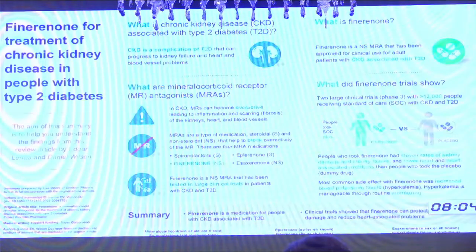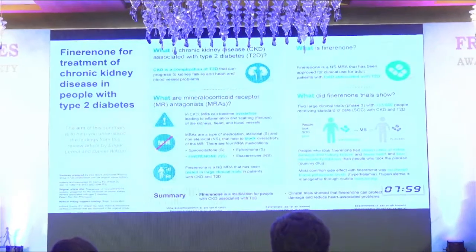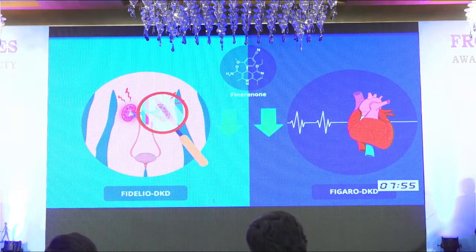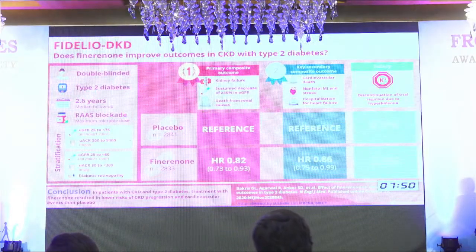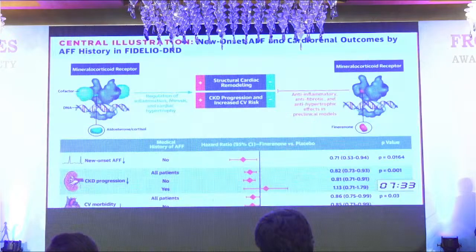Let's look at the clinical trials which have led to the understanding of what I'm speaking about today. There are a good number of clinical trials, which are RCTs, like Fidelio-DKD and Figaro-DKD. What are Fidelio and Figaro? Let's have a look at them. This is the Fidelio-DKD: does Finerenone improve outcomes in CKD with type 2 diabetes? The conclusion is that in patients with CKD and type 2 diabetes, treatment with Finerenone results in a lower risk of CKD progression as well as cardiac events than placebo. So this is the Fidelio-DKD that was done.